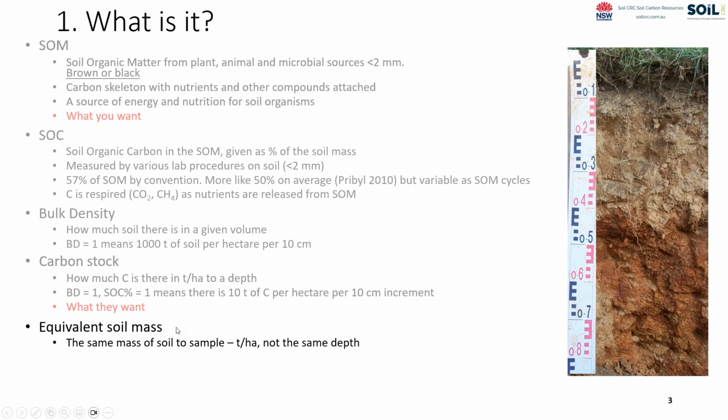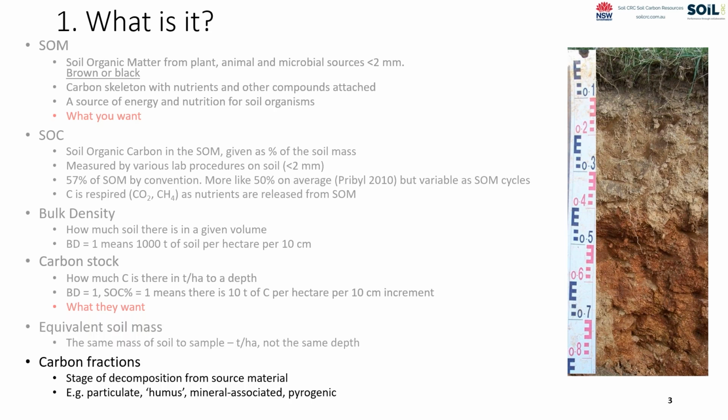Equivalent soil mass matters if you're thinking of sampling between one time and the next: you want to get the same amount of soil so that you're not inflating or undercutting the amount that you have been estimating. And then carbon fractions or pools is something you might hear, which is basically talking about the decomposition of the organic material. Terms like particulate, labile, humus, mineral associated, pyrogenic or charcoal just represent where organic matter and carbon is moving through.